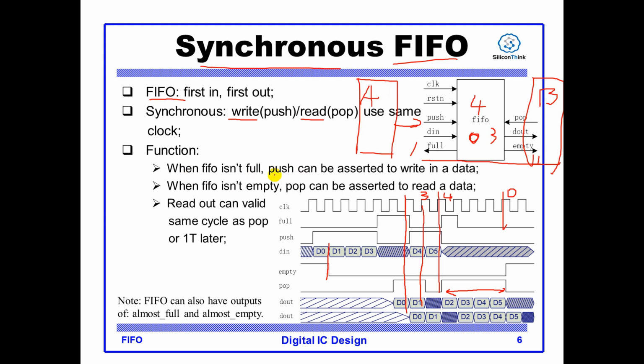The restriction is that when the FIFO is not full, you can assert push high to write your data into the FIFO. But when the FIFO is full, for example, when the full flag is asserted, block A can't assert push high. So in these cycles, if we assert push high, you will violate the rule of the FIFO. Block A can't assert push high in these cycles, and also for this cycle, you can't assert push high.